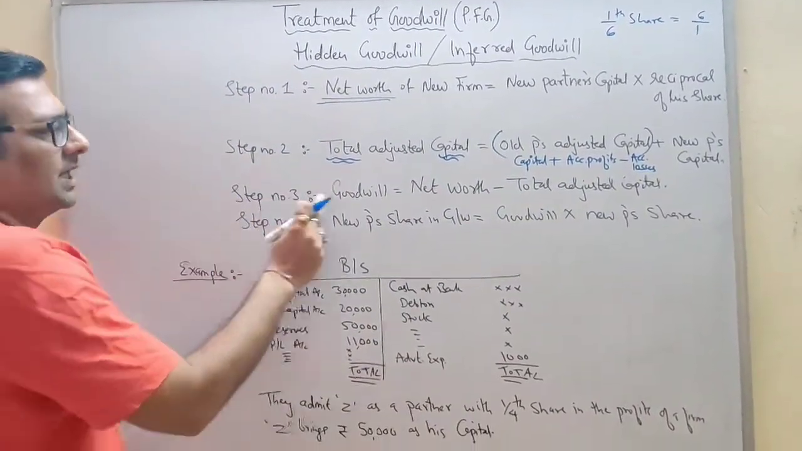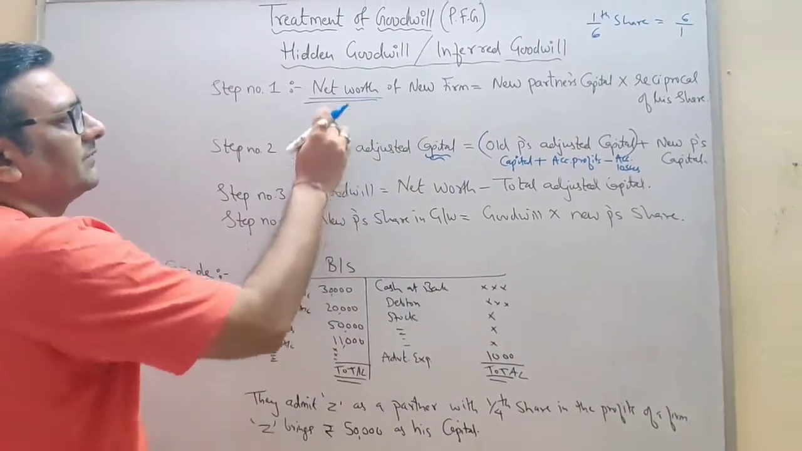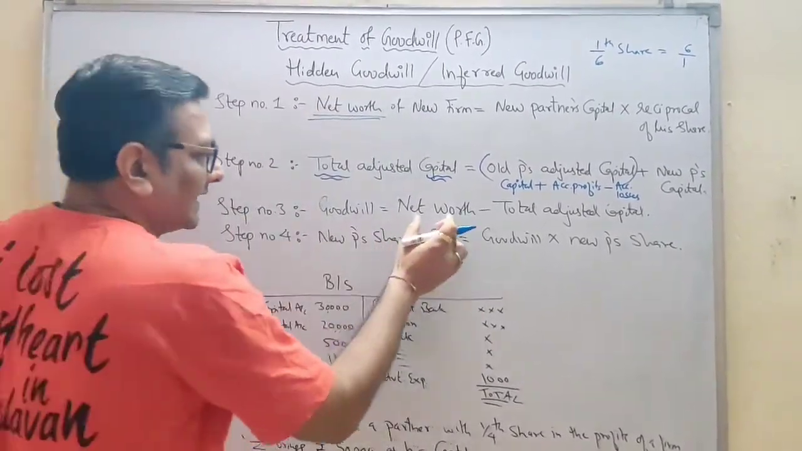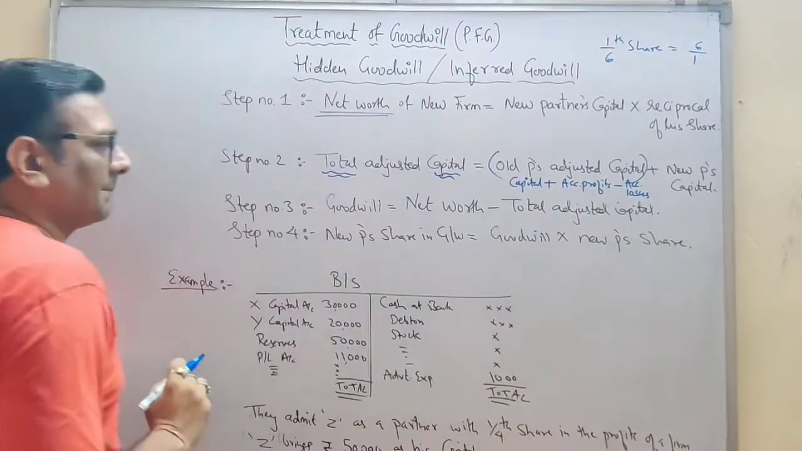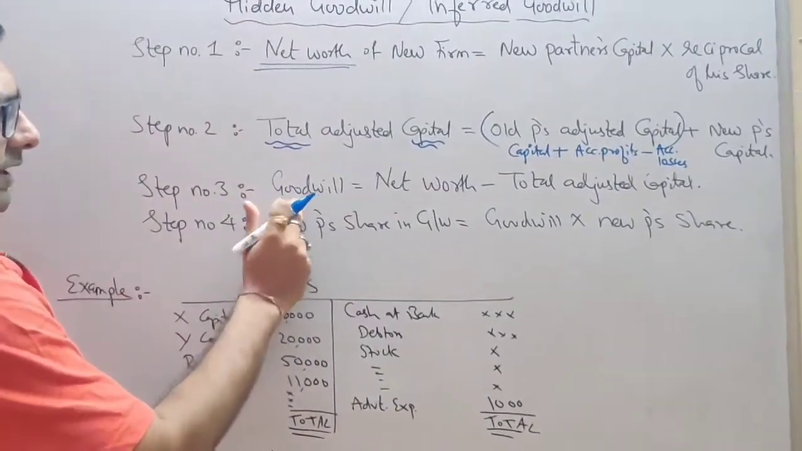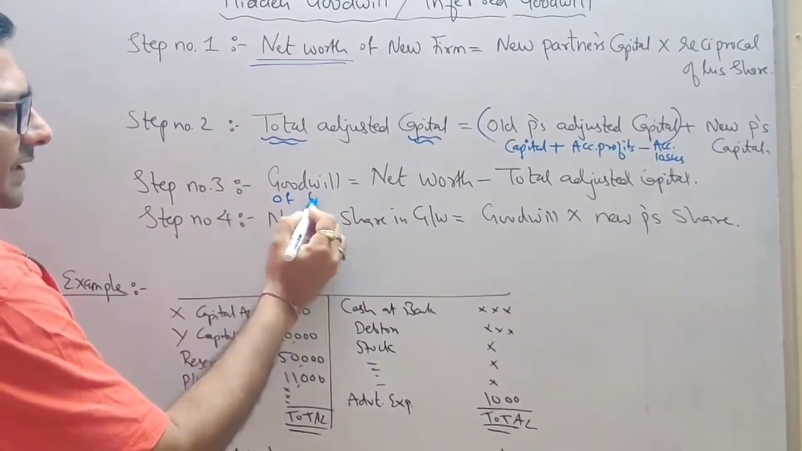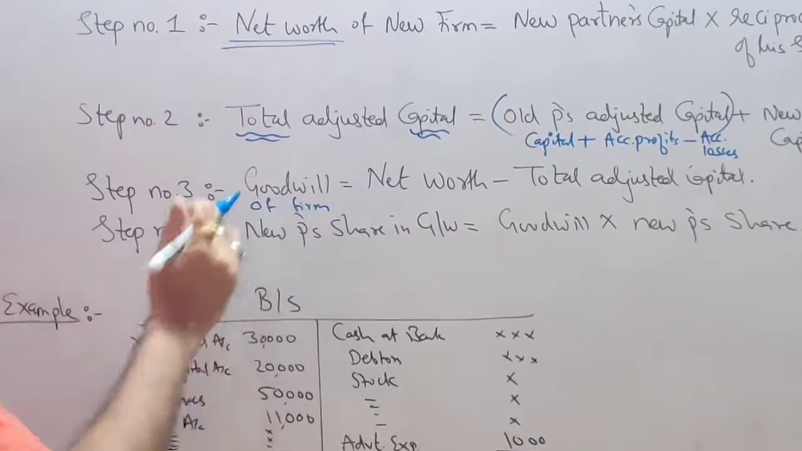Now what is step 3? You will get the goodwill. Take the difference of both the steps: net worth minus total adjusted capital. This will give you the goodwill of the entire firm. This is the firm's goodwill.